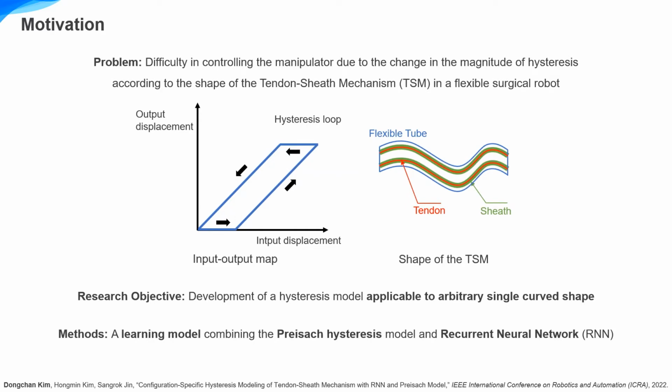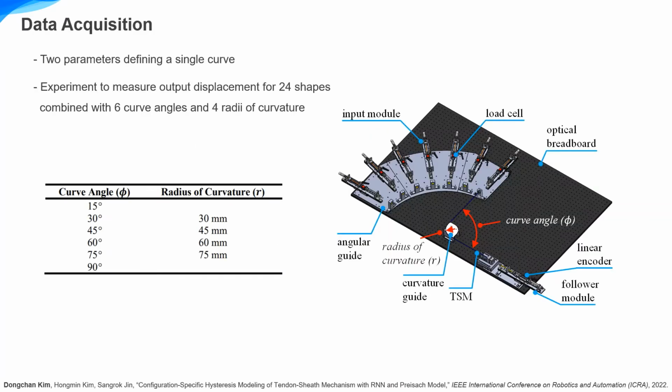This study aims to develop a hysteresis model applicable to the arbitrary single curved shape of the TSM. To this end, we devised a learning model that combines the Presac hysteresis model and RNN. A single curve is defined by two parameters: the curve angle and the radius of curvature.